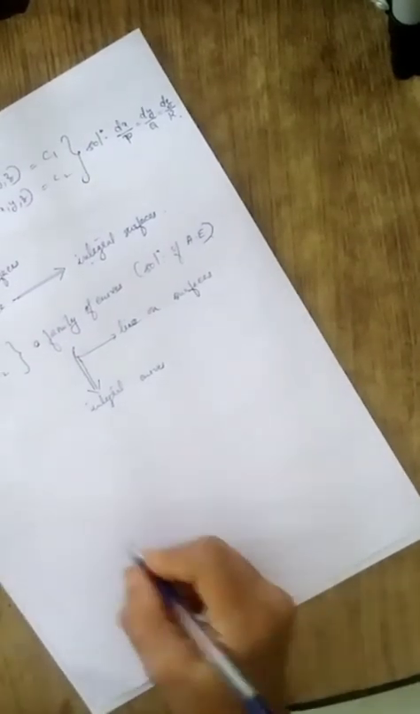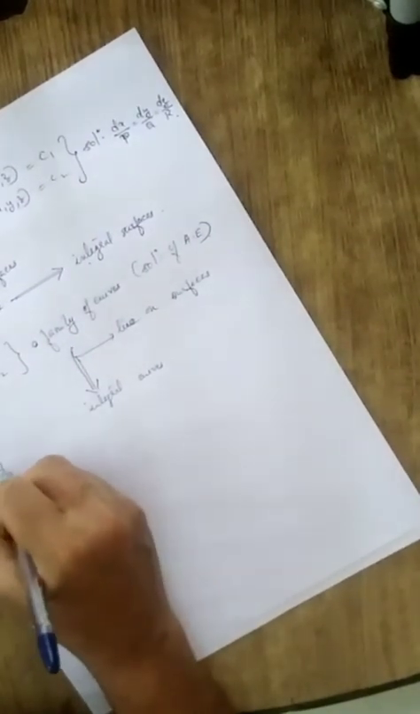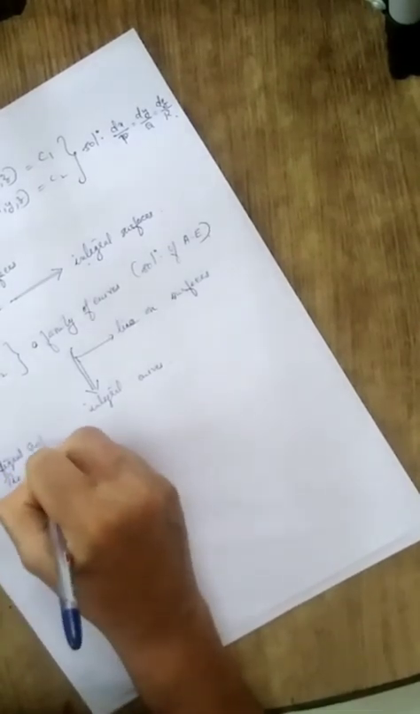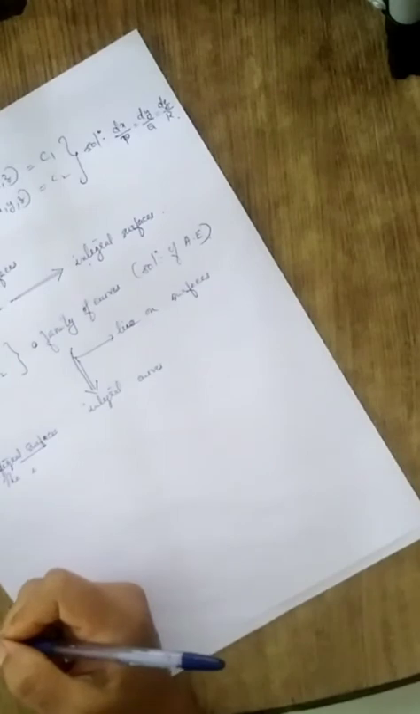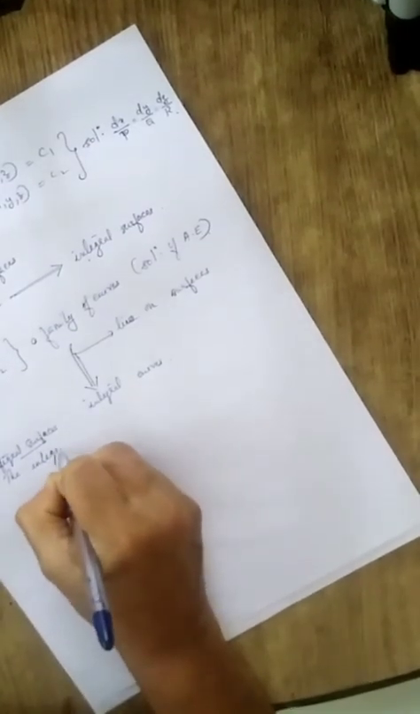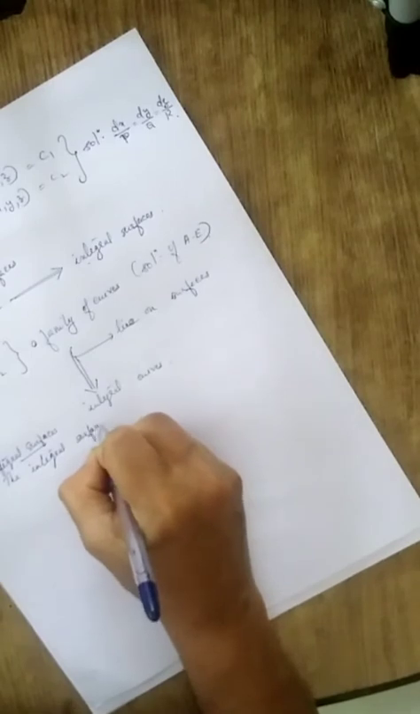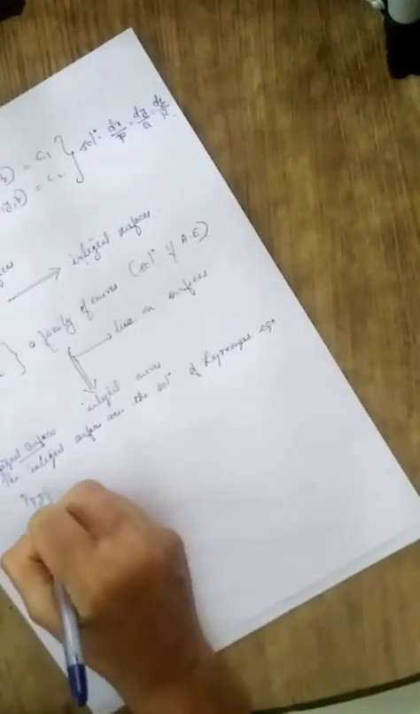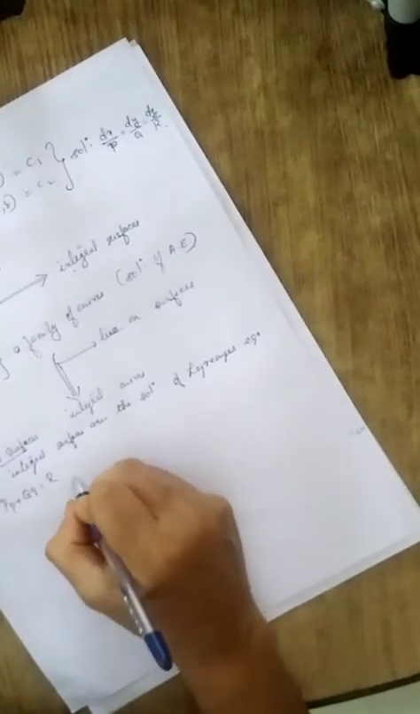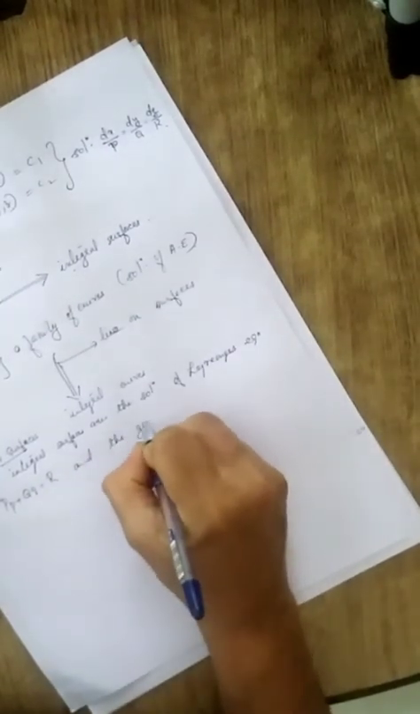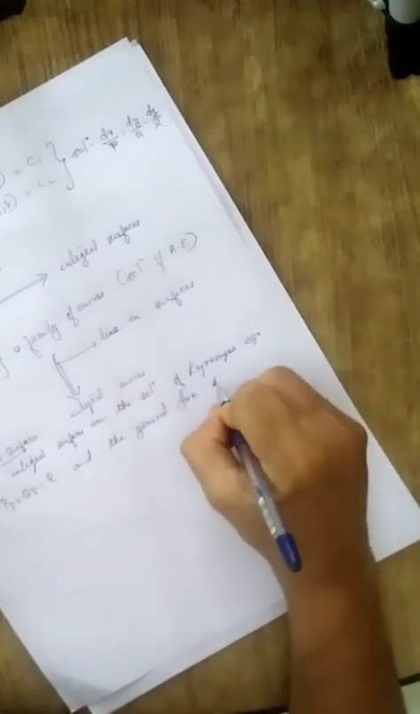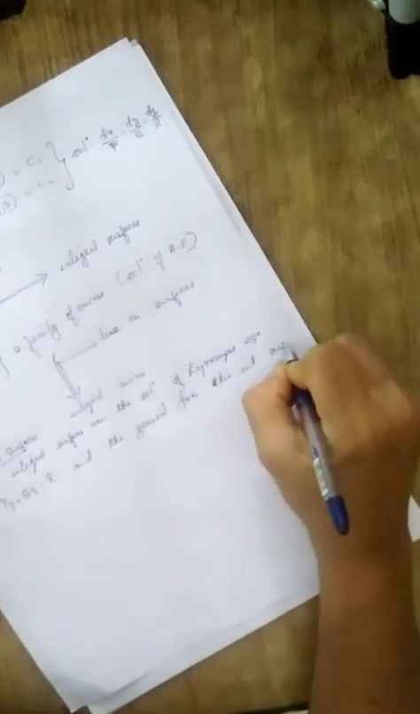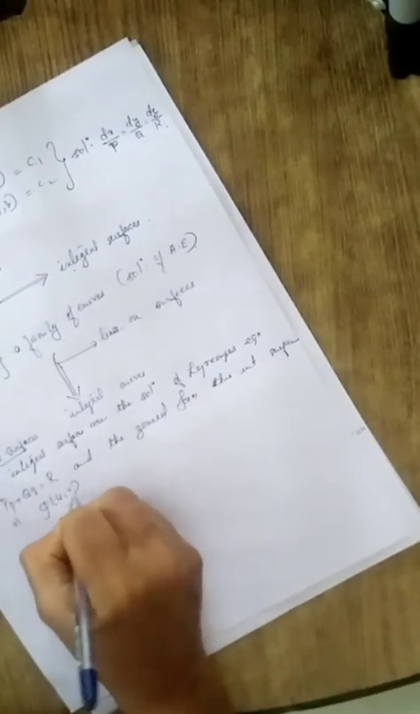So we can write the definition of integral surfaces and integral curves. First we write the definition for integral surfaces. The integral surfaces are the solution of the Lagrange's equation Pp plus Qq equal to R, and the general form of this integral surface is phi of u v equal to 0.